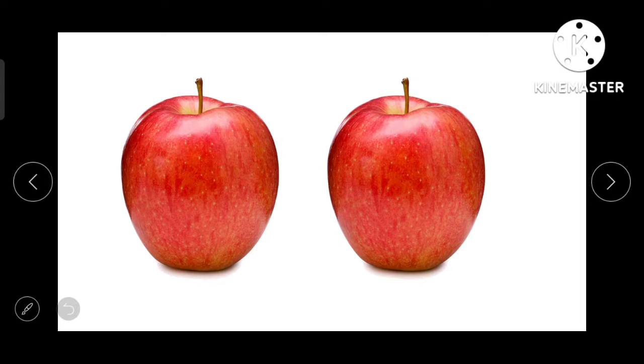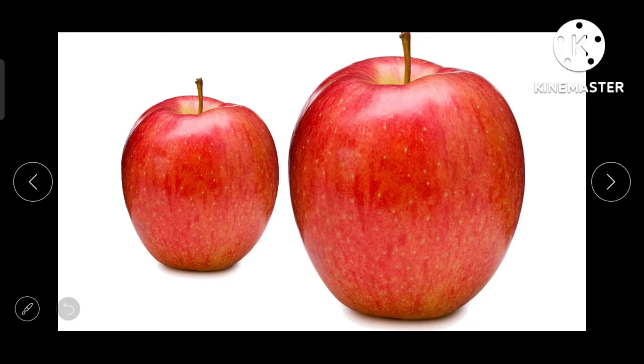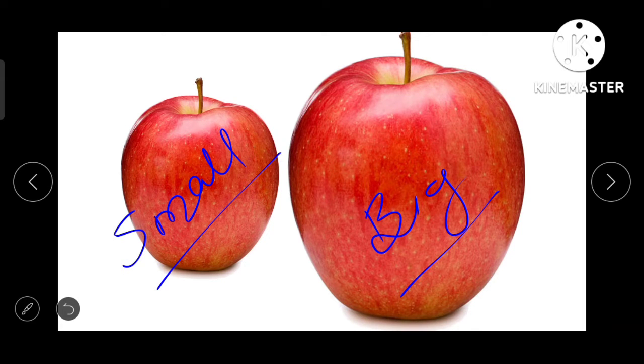So the first thing or the question which we have to consider is, are they of the same size? Are the two apples you see on the screen of the same size? Yes, both the apples are of the same size. But now there is a difference between the sizes of the first and the second apple. This one is big in size and this one is small in size.